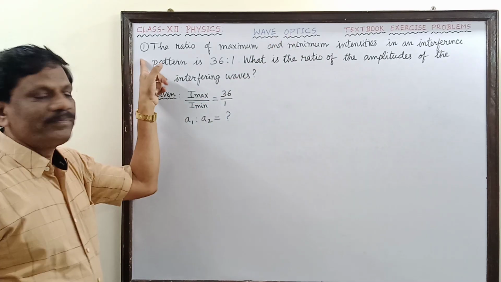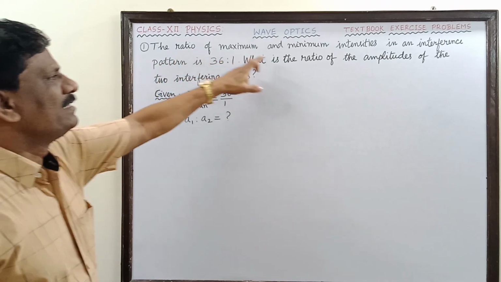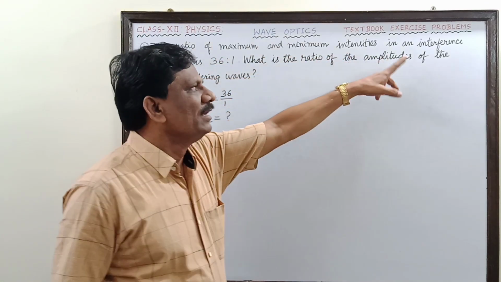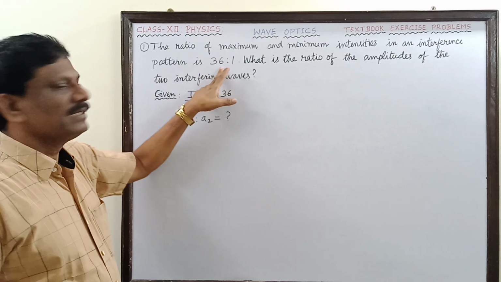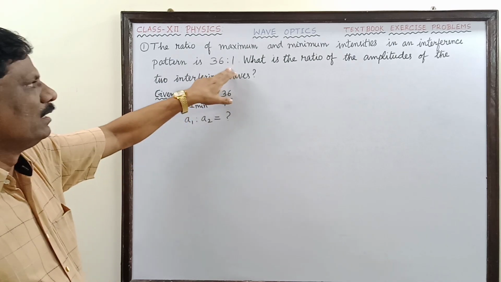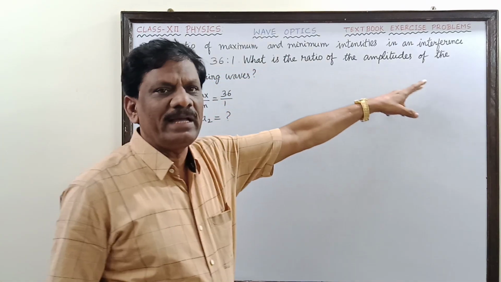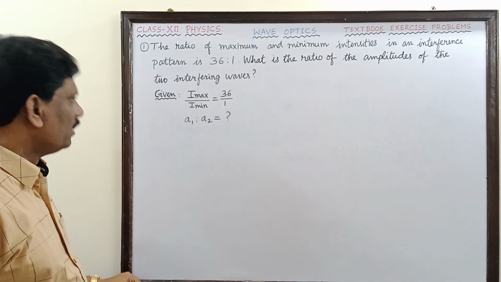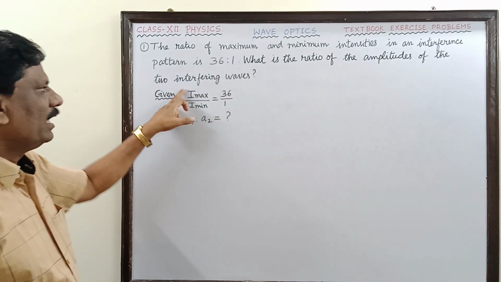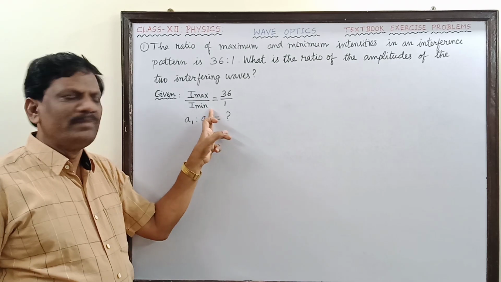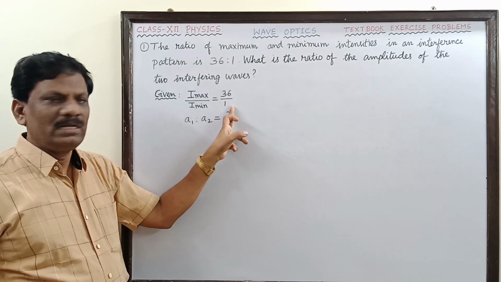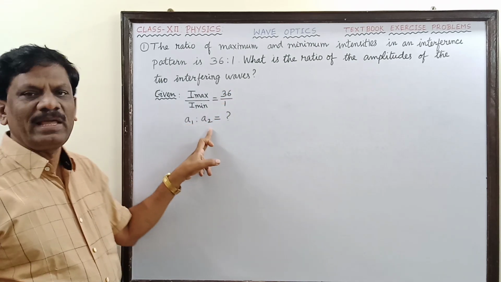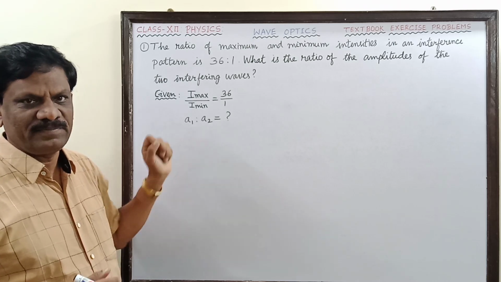The first problem: the ratio of maximum and minimum intensities in an interference pattern is 36:1. What is the ratio of the amplitudes of the interfering waves? So it is given that I maximum to I minimum is 36:1. So we have to find the individual amplitudes of the two sources.